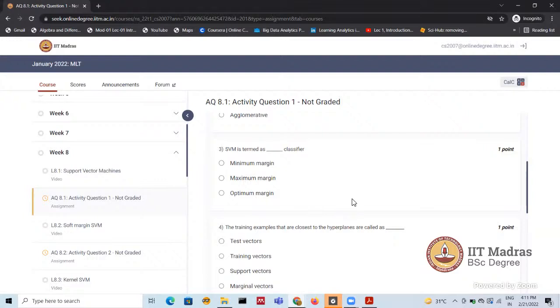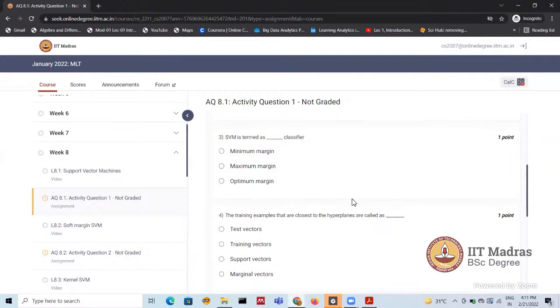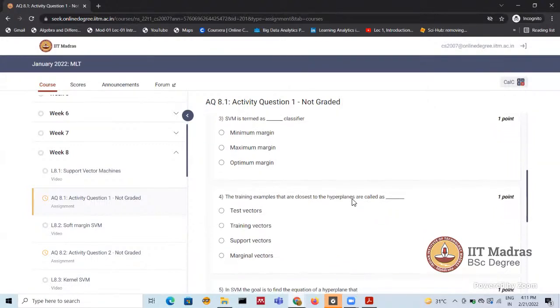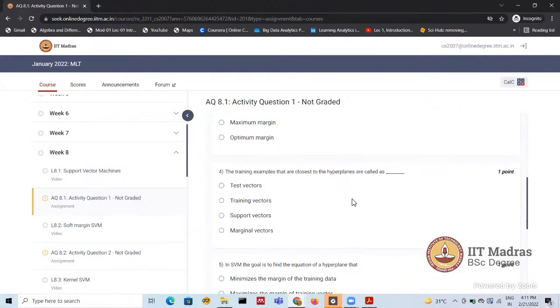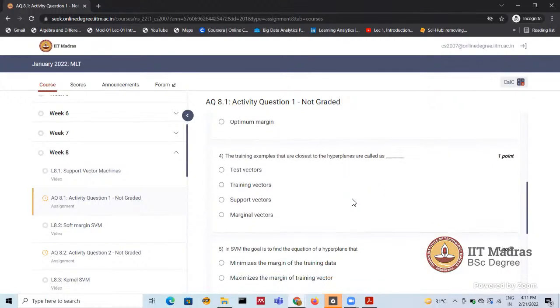Once we do that, we make sure that our two samples, or two classes, or two labels are far apart, so that the error tends to go down. So one of the ways we obtain weights here is by maximizing the margins, or the distance between the two margins. The next question is again very simple. The training examples that are closest to hyperplanes are called as dash.